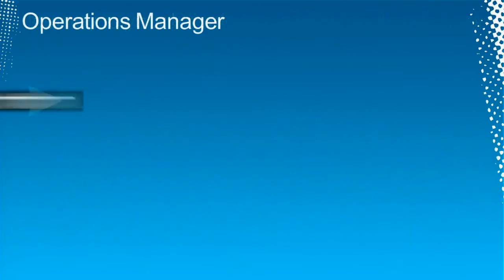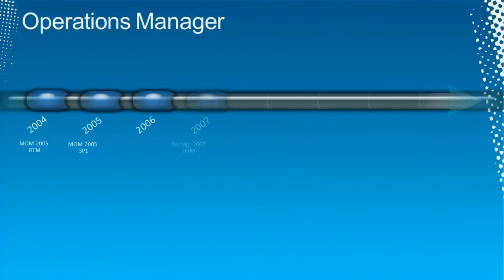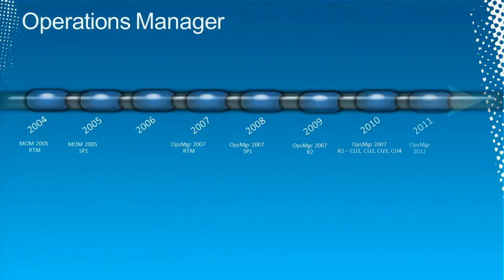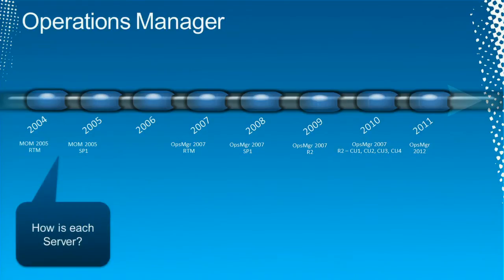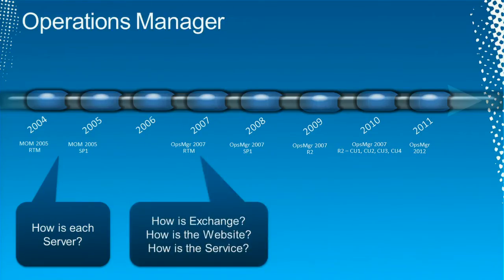All right, so Operations Manager, let's kind of get into this. We've got this rhythm where about every year or so we're giving you something else. When you look back at MOM 2005, really the story we were telling was how is your server? It was a very server-centric model. In 2007, we released Ops Manager 2007. It was really more around the app, or started to be anyways. How is Exchange? How is the service?